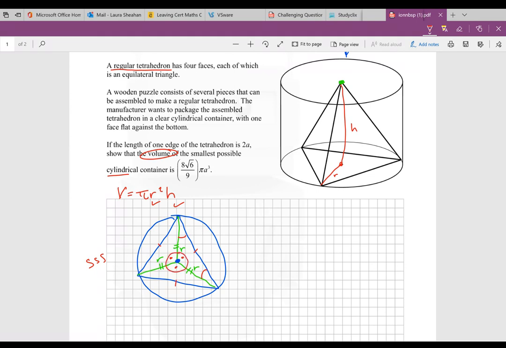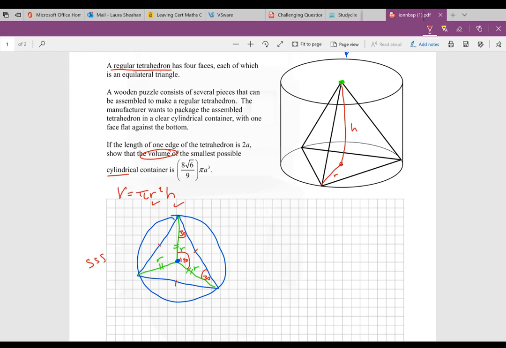They're in a circle, so they all add up to 360, which means this angle here is 120 degrees. And given that it's in an isosceles triangle, and all angles in a triangle add up to 180, this has to be 30, and this has to be 30.